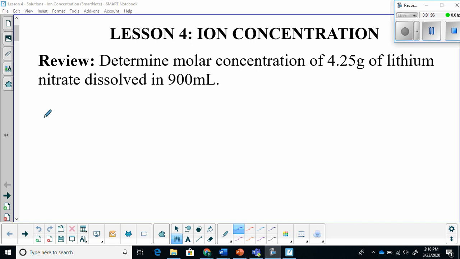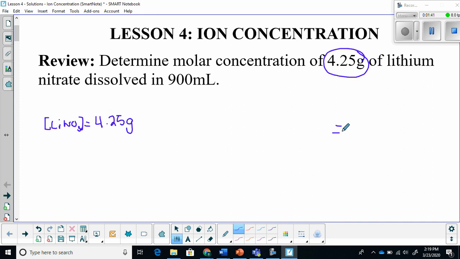Okay, so we're going to start with our known. Let's go ahead and write down what we're looking for. We're looking for the concentration of lithium nitrate. You're going to start with what you know, and what you know is this mass here. So let's come back here. 4.25 grams of lithium nitrate. Okay, the goal is the end units we are trying to get is blank moles per liter.